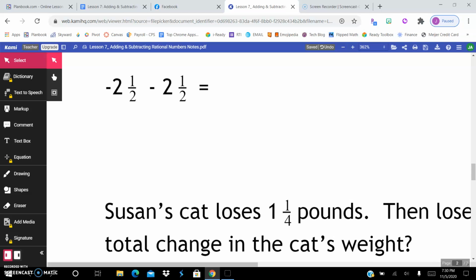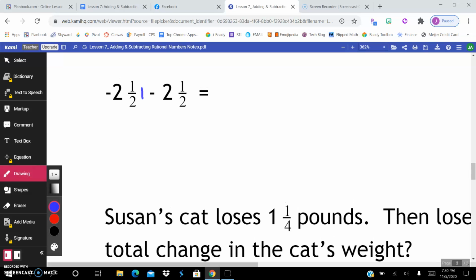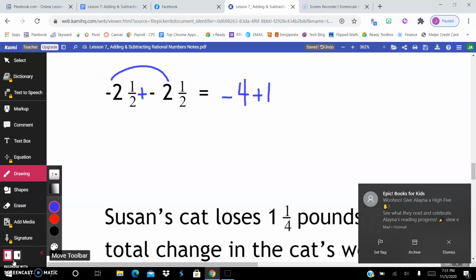And then we have this example, -2.5 minus 2.5. So they're both negative, so we are going to add them, and we can do that a couple of different ways. We could make them both improper, or since we have to add them because they're both negative, I could simply add their whole numbers. So 2 and 2 make 4, and we know it's going to be a negative. And then 1/2 plus 1/2 is another whole. So I have a -4 and another 1, which is going to be negative because both numbers are negative.